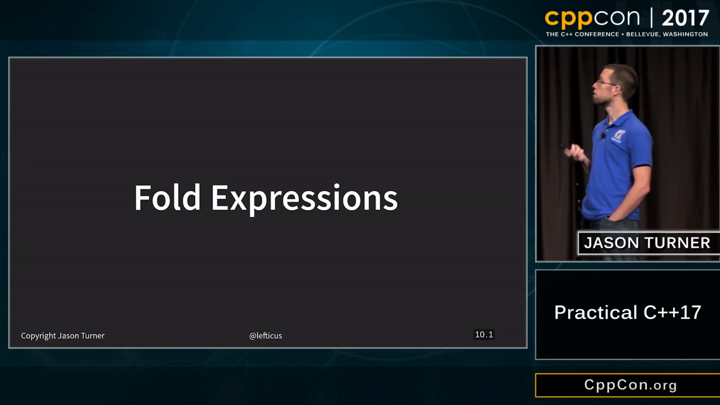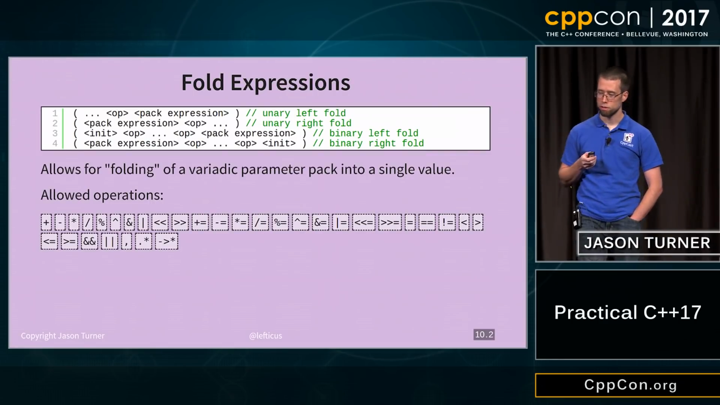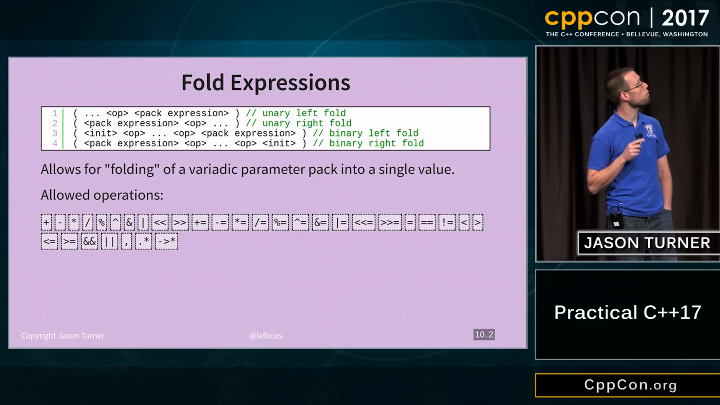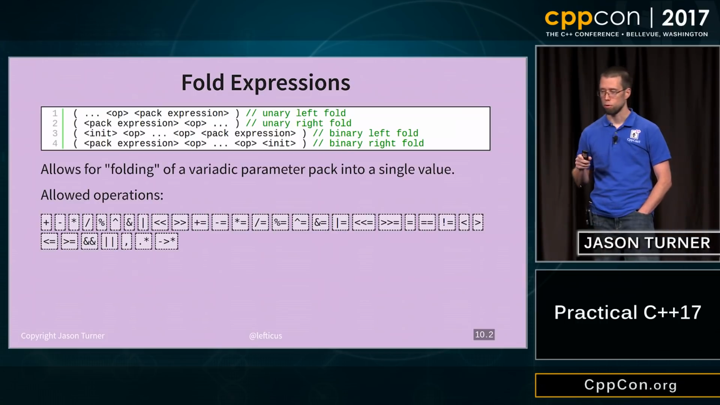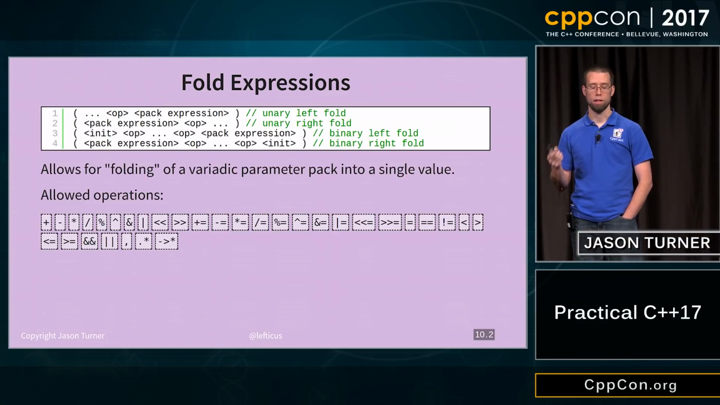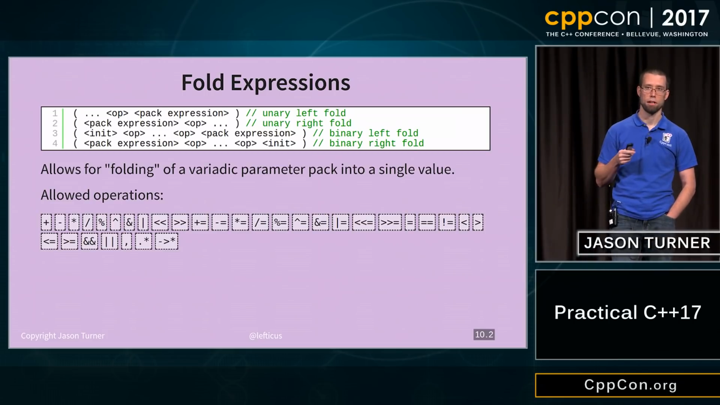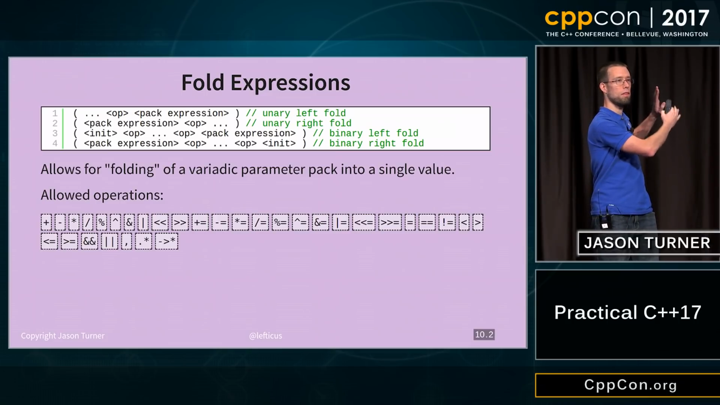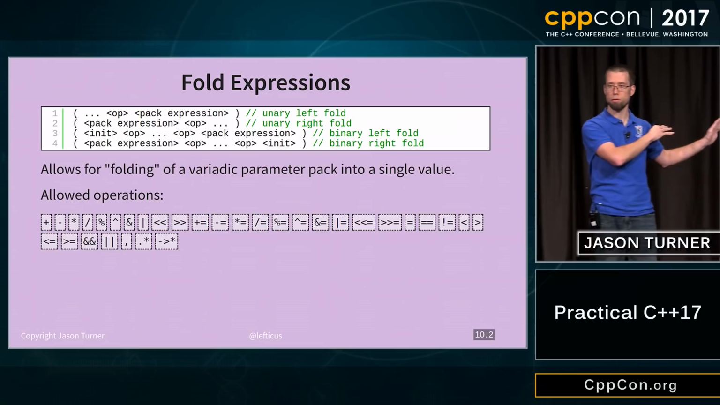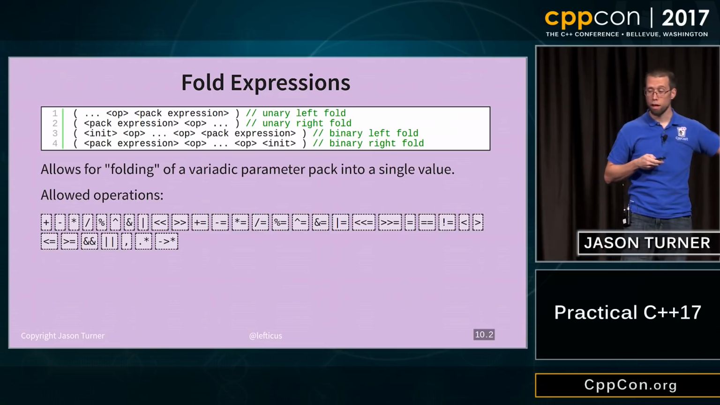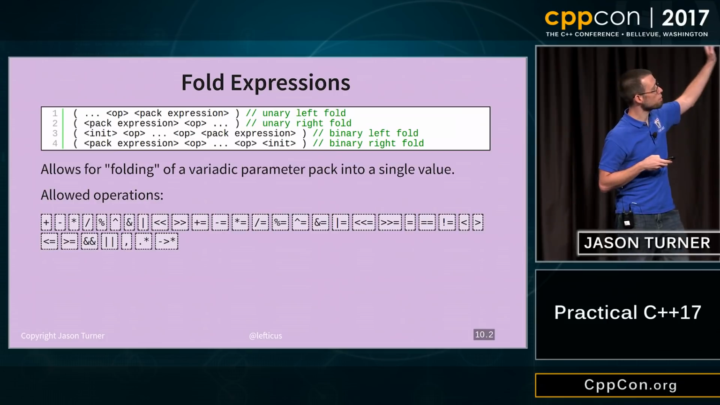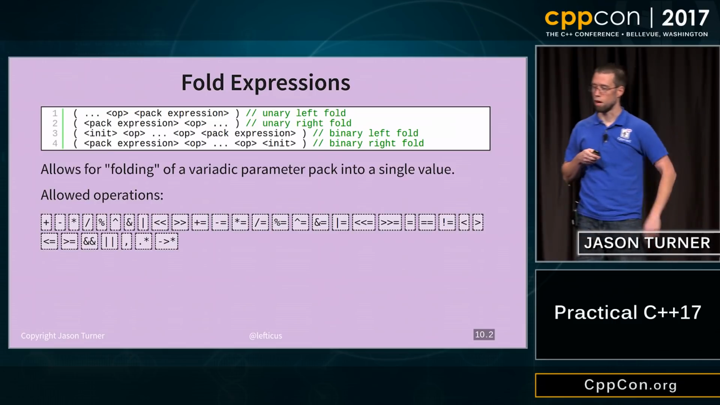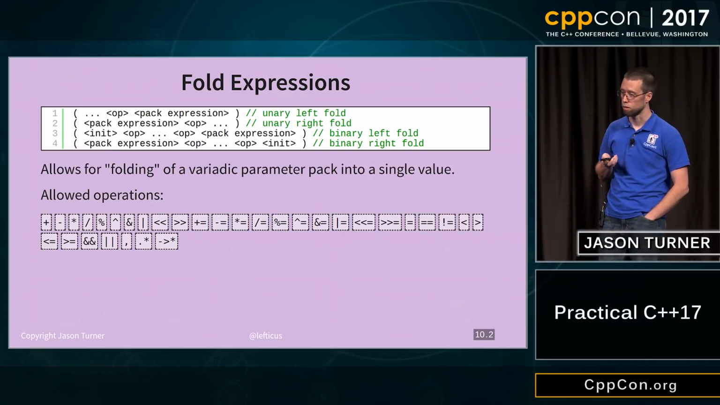Fold expressions. This is what fold expressions look like. These are for variadic parameter packs. So we've got unary left fold, unary right fold, binary left fold, binary right fold. I always find it confusing which one is left and right, because I expect the thing that I'm naming to be on the left, but really it's the dots that are on the left. But anyhow, it's allowed on almost every operator, except for dot, but we don't have an overloaded dot operator yet anyhow. That'd be neat.